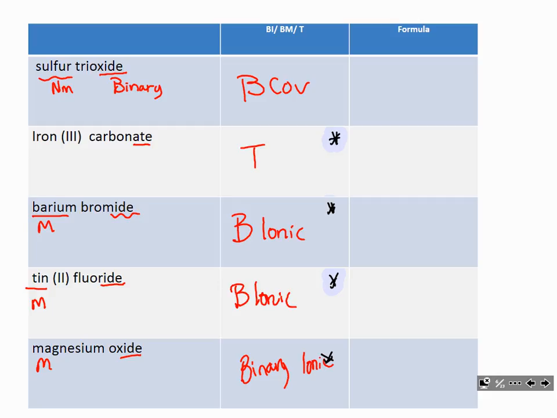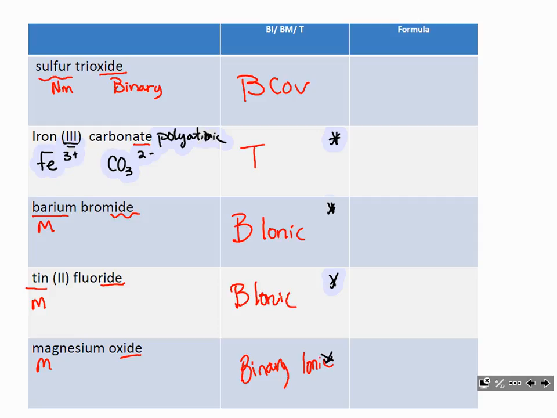So iron, the symbol is Fe, and they're telling us right here that the charge is +3. Carbonate is a polyatomic ion. You're going to memorize this and put it in your steel trap. And the formula for carbonate is CO3, and its charge is 2-.